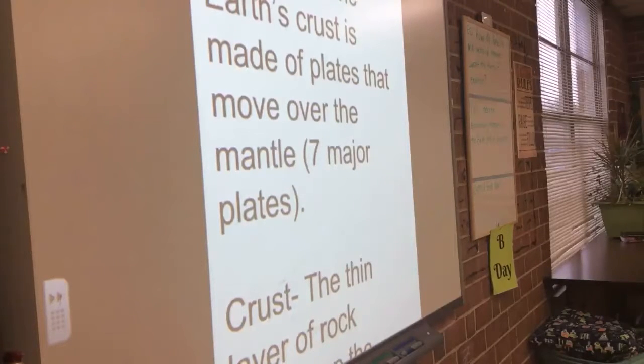And because of this constant movement, scientists are theorizing that the Earth looked a lot different a long time ago than it does today, and that it'll look a lot different millions of years from now than it does today. Because it's still moving. And this is an important part of evolution and why some species have changed.